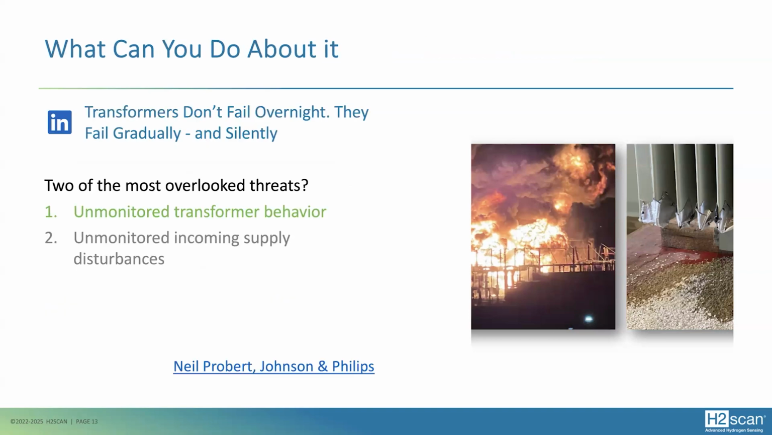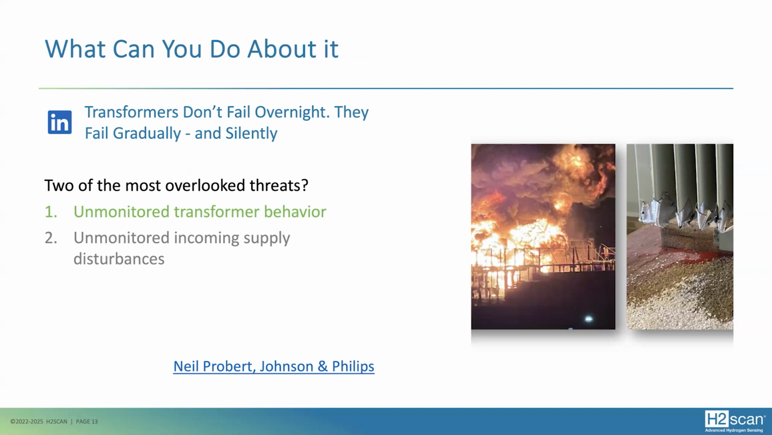So going back to Neil Probert's article, he talks about the two most overlooked threats in a transformer. Remember, he said that they fail overnight, they do fail slowly, they do fail silently. And the two most overlooked threats are unmonitored transformer behavior and unmonitored incoming supply disturbances. Now, we'll talk more about the top one, the transformer monitoring.